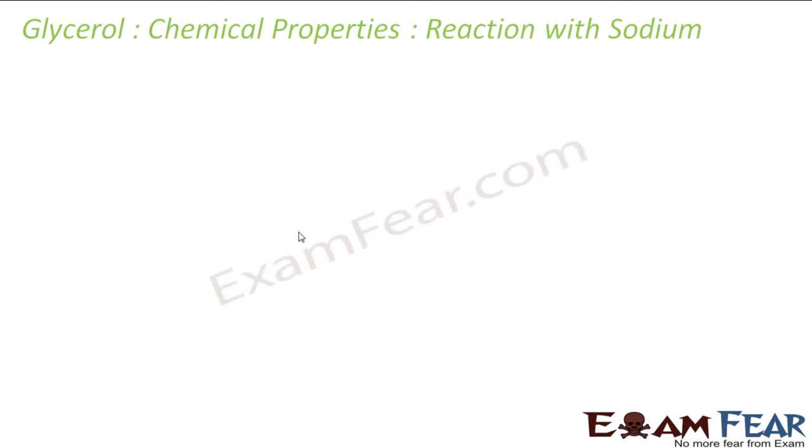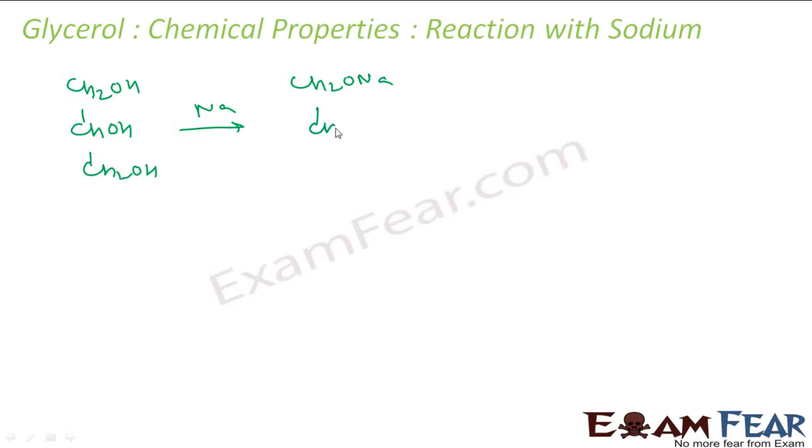Now we'll talk about the reaction with sodium. For sodium, if you see, I have CH2OH, CHOH and CH2OH. This is my glycerol. When it reacts with sodium, this H is replaced with Na. So this becomes CH2ONa, CHOH and CH2OH. You add more sodium, then this H will be replaced with Na. The reaction keeps happening.